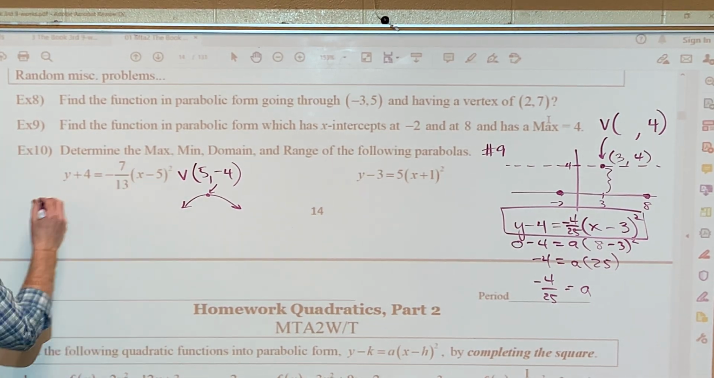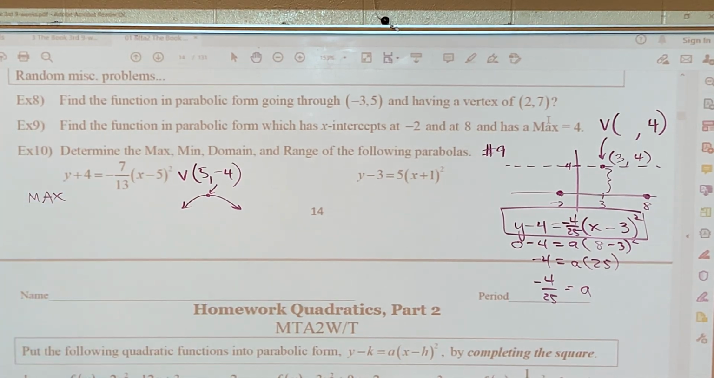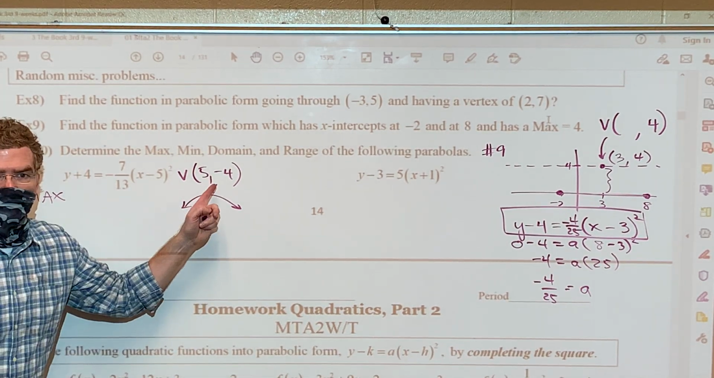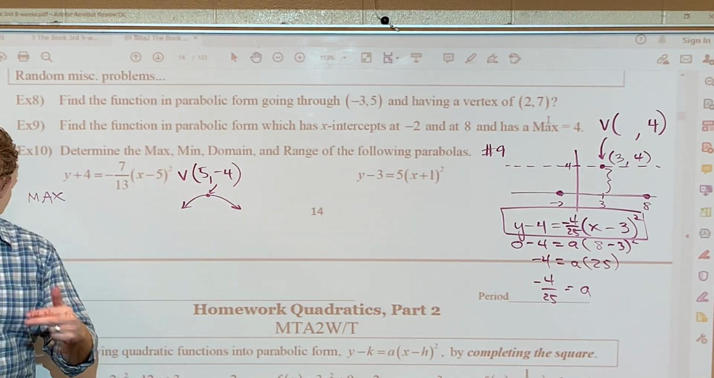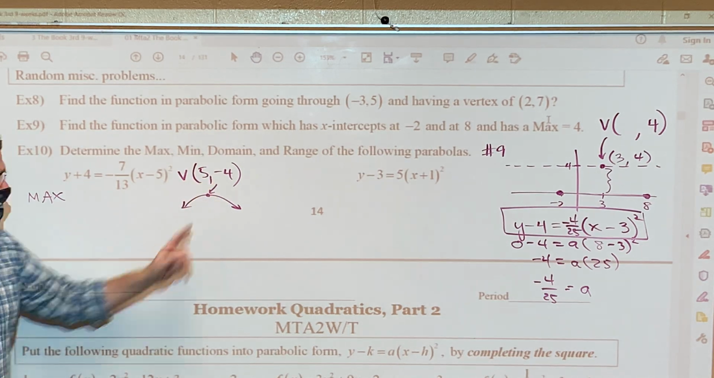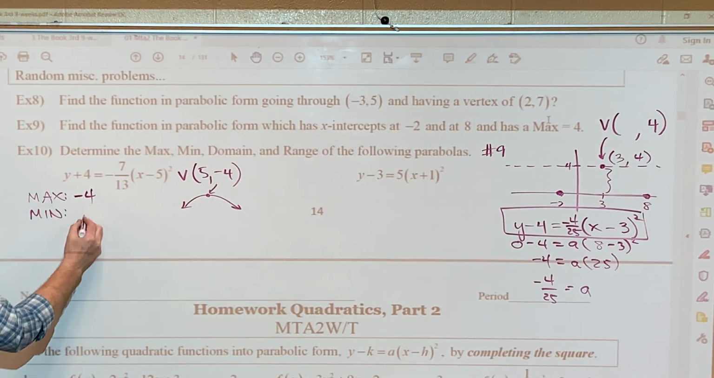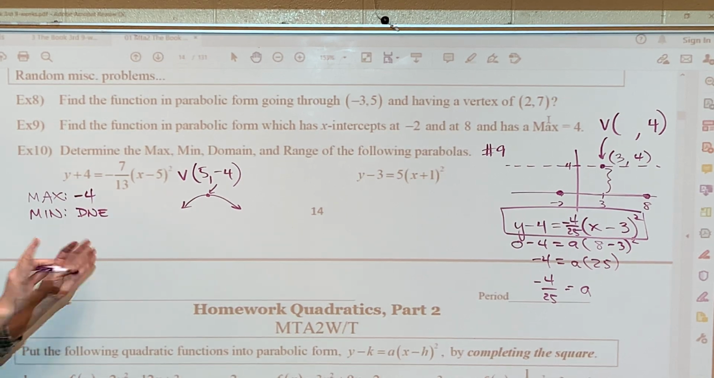No. So for the max, I can answer that. What is the max? Is the max the vertex? No, because max means maximum y value. So the max would be the -4. The min would be does not exist or no min.